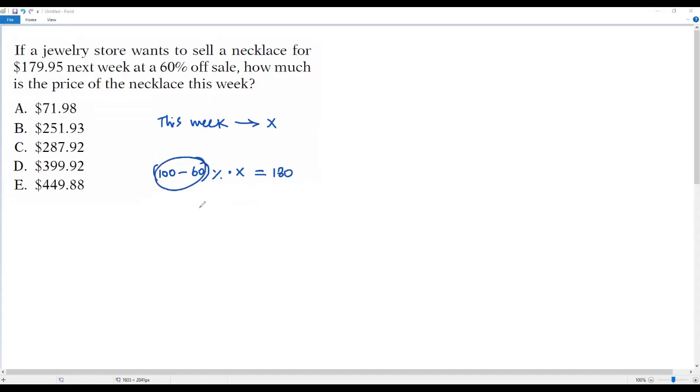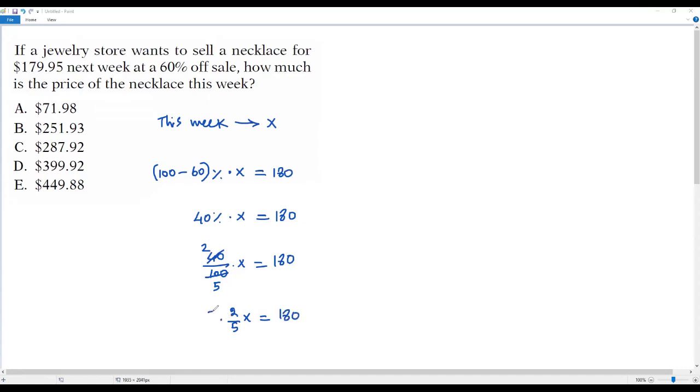When I simplify this one, I am getting 40. That is 40% times X equals 180. We can write this percentage as a fraction. That is 40 over 100 times X equals 180. Here 20 goes into 40 2 times, 20 goes into 100 5 times. Then we have 2 over 5 times X equals 180.